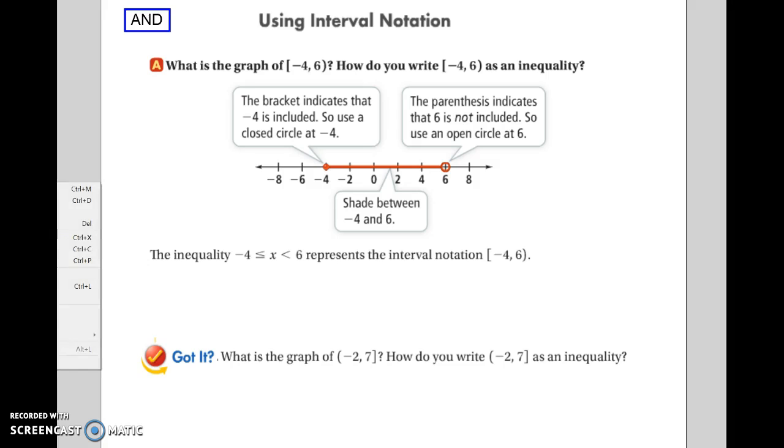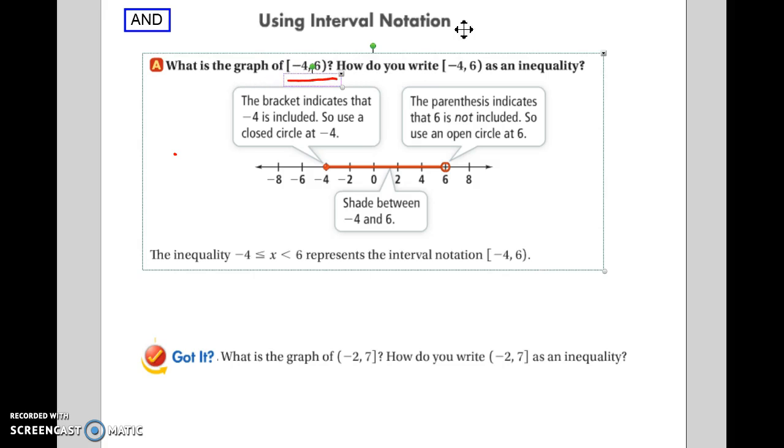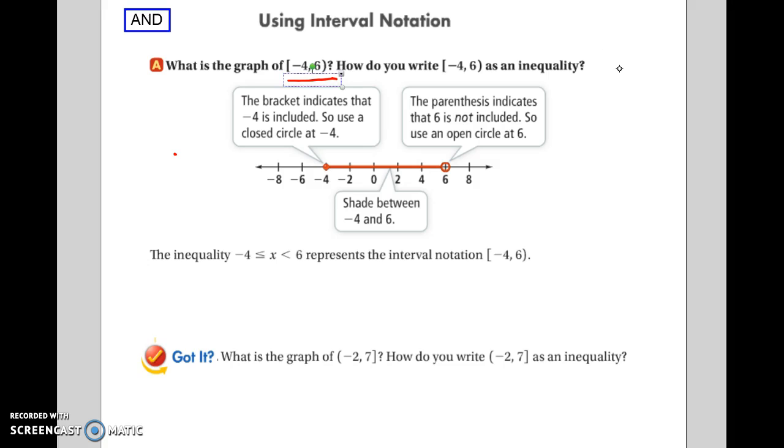Let's look at an and using intervals. So here you have in the interval, bracket negative 4 comma 6. This shows us that we have an and because we have a start and an end point. Unlike the ones that have infinity symbols, this is going to have a start and an end point. It's not going to keep going.